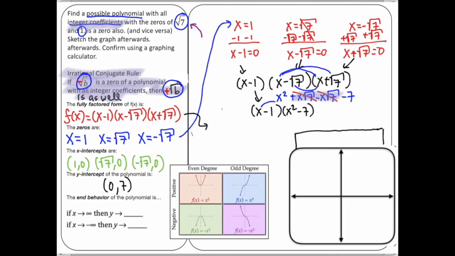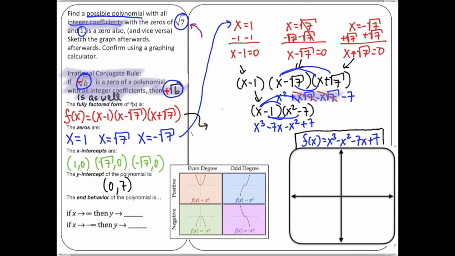So x times x squared is going to give me x cubed. X times a negative 7 is a negative 7x. And just bringing everything down, foiling like we know how to. And here we go. So putting this in standard form, remember we have to have it from highest exponent down to the lowest exponent. So therefore, f of x equals x to the third minus x to the second minus 7x plus 7. Okay, so there it is in its standard form.